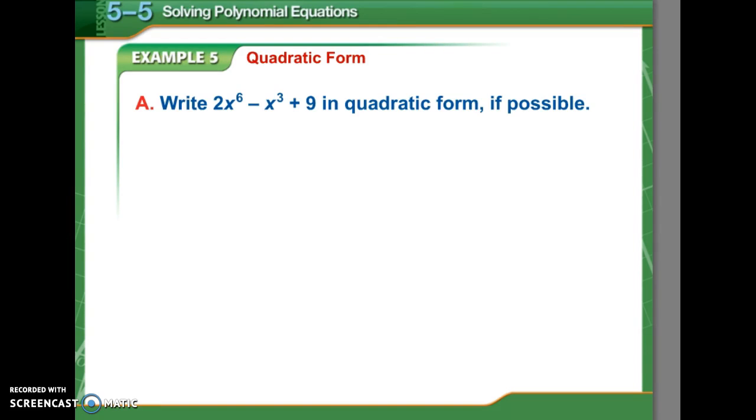Alright, so let's look and see if we can do this with an example. We have 2x to the 6th minus x to the third plus 9. And we're going to try to write that in quadratic form if possible. So what we notice here is that this 2x to the 6th, we can say that is the same as 2x cubed squared. We're looking for x cubed because we see an x cubed here. And so we know that because of our exponent properties, if we do 3 times 2, we'll get the 6.